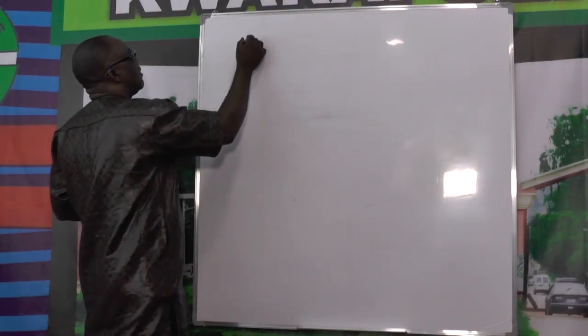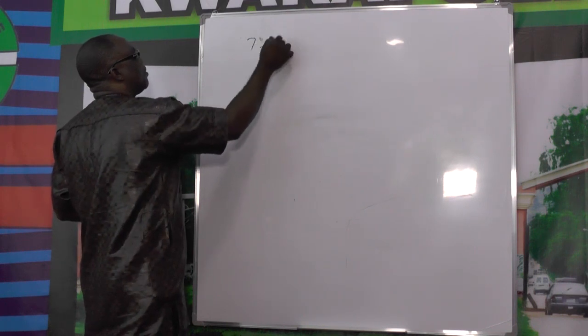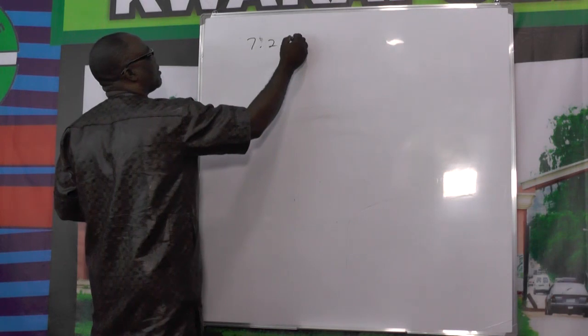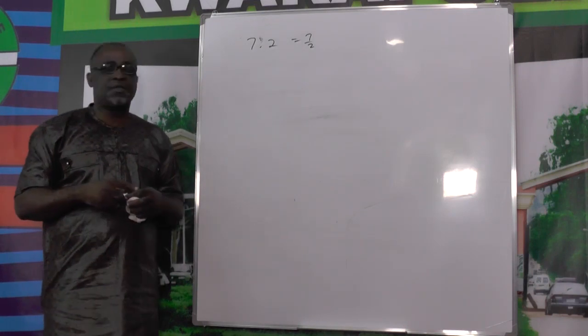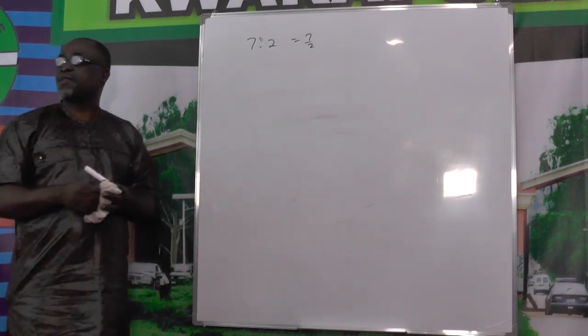Now, example on ratio. Normally, ratio in mathematics transforms to division. Let's look at the first example there. In a crate of eggs, the ratio of good ones to the broken ones is 7:2. Of course, this could be 7/2. Ratio transforms to division.